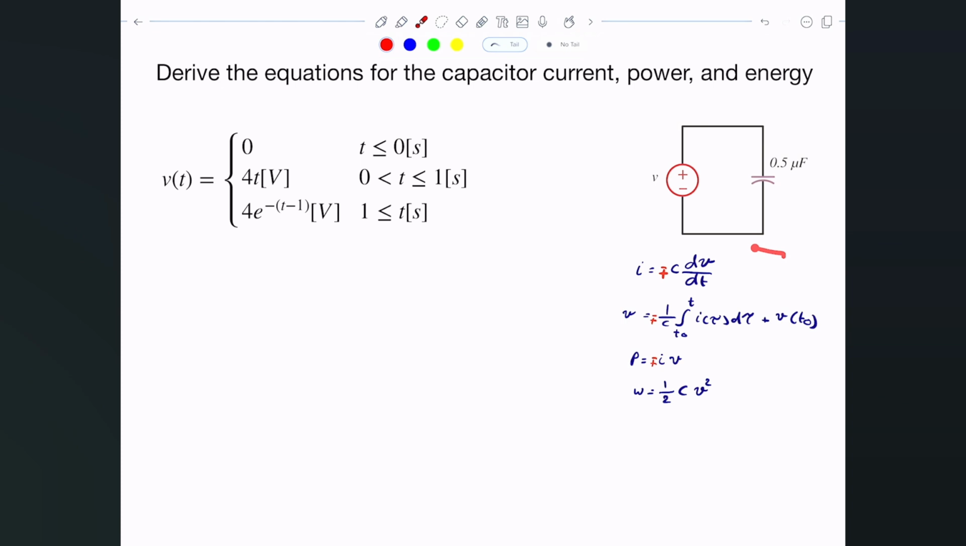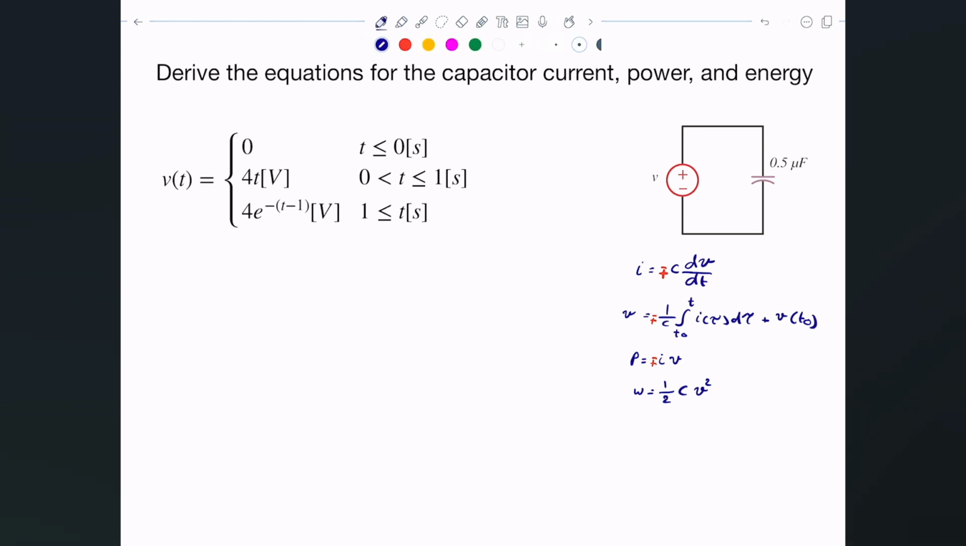So what I have done is I went ahead and copied the equations of how the current relates to the voltage, how the voltage relates to the current, and how we compute the power and the energy. And what we're being asked to compute is the current, the power, and the energy. So we're not being asked to compute V because we were given that. It's a straightforward implementation of these particular equations.